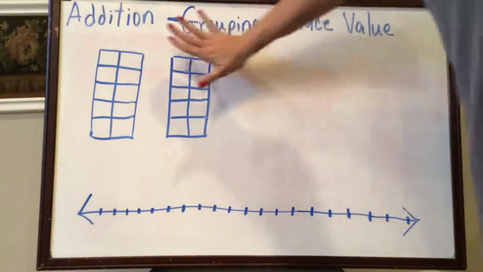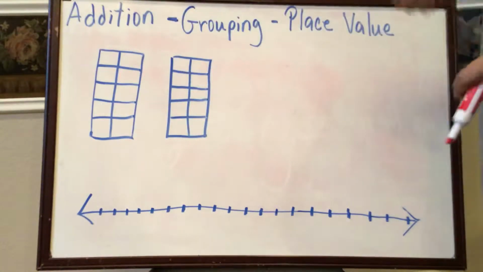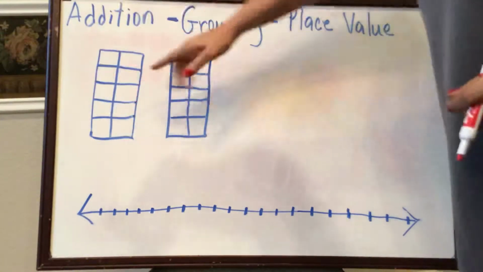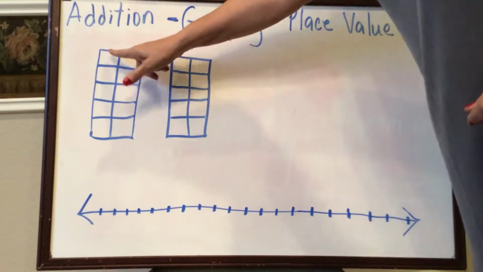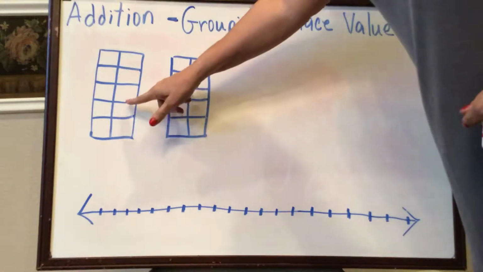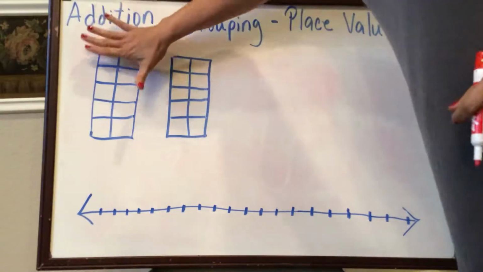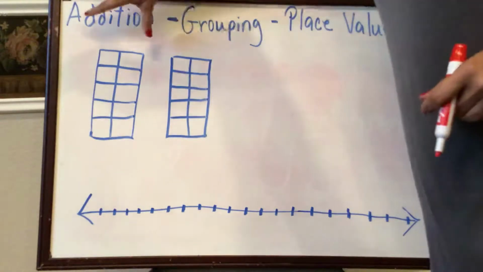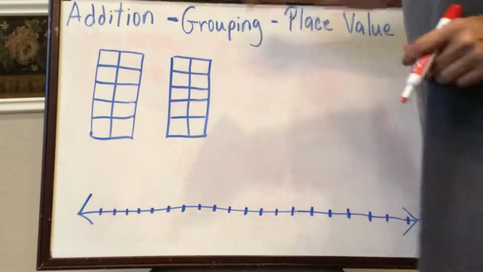Here I draw a double 10 frame, and it's a double 10 frame because if you can see, it has two sides and each has 1, 2, 3, 4, 5, 6, 7, 8, 9, 10. So it has 10 squares. That's the reason it's called a double 10 frame, because it's a frame that has 10 squares. And I make two here, okay?